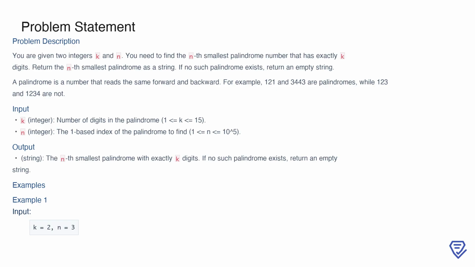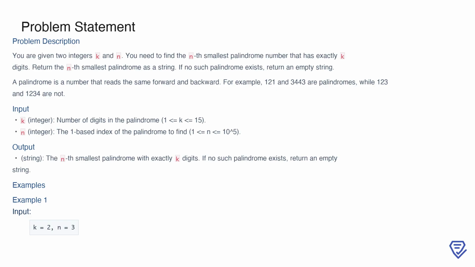You are given two integers, k and n. Here, k represents the number of digits in the palindrome, and n is the one-based index of the palindrome you need to find. The goal is to return the nth smallest palindrome with exactly k digits as a string. If such a palindrome doesn't exist, you return an empty string.